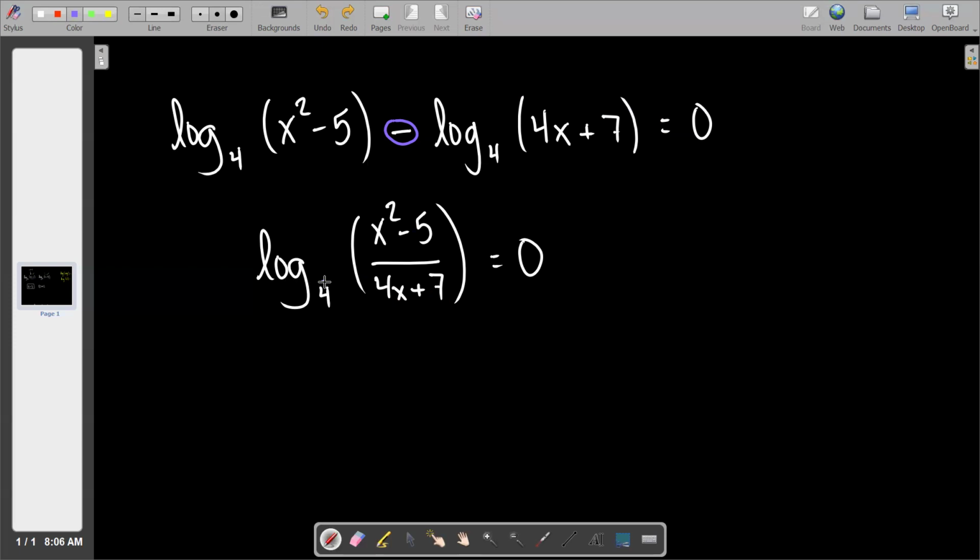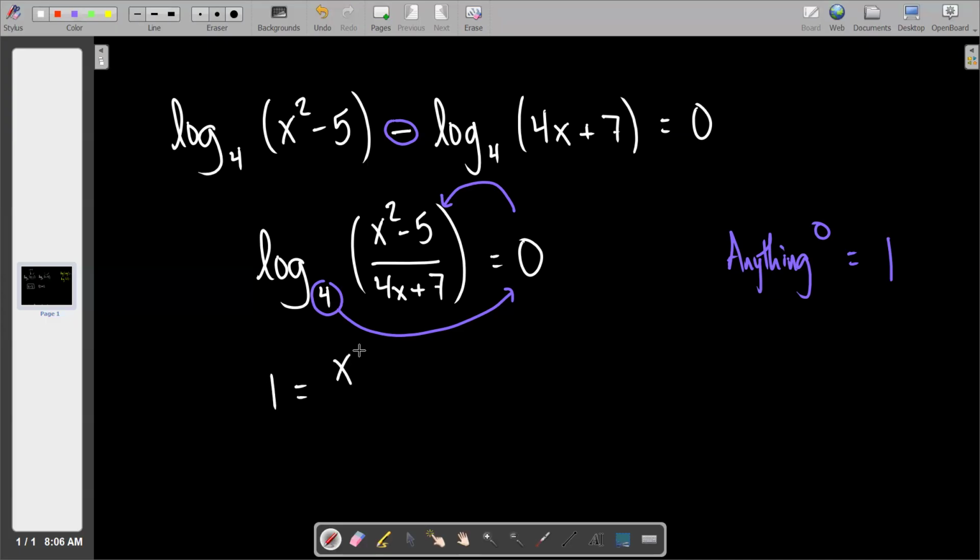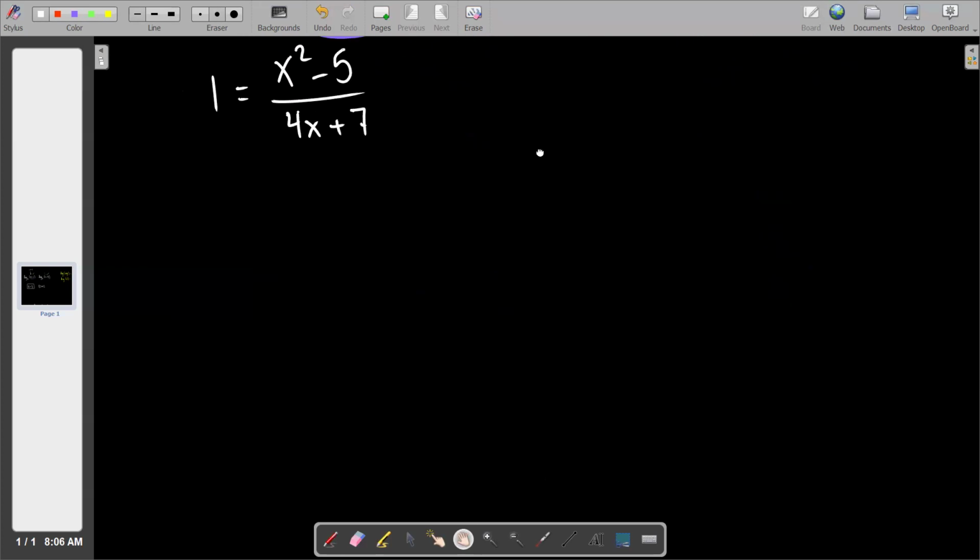Yes, we convert it. So we're going to take 4 and raise it to the power of 0 and set that equal to this. And anything to the power of 0 always equals 1, right? So when I'm working the conversion here, 4 to the 0 power is just going to be 1 equals x squared minus 5 over 4x plus 7. So the conversion is complete. We no longer have to talk about logs for the next minute or so. We just have an equation.